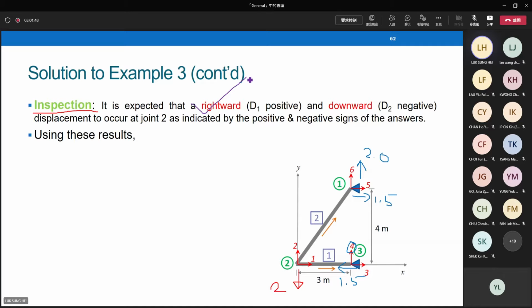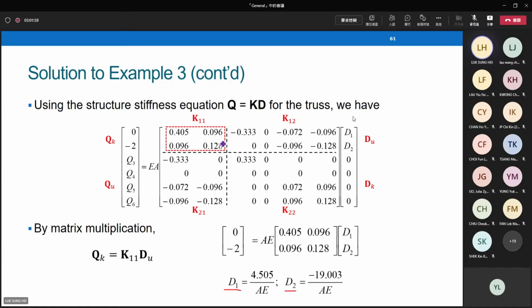After doing your calculation, you can double check with your structural sense to see if your value is correct or not. You know, when you conduct this kind of complicated matrix calculation, it's quite easy to make some errors in the calculations.